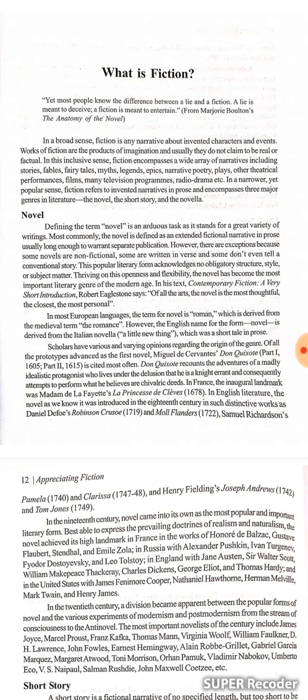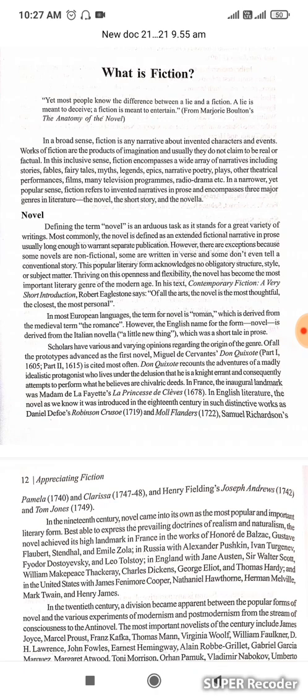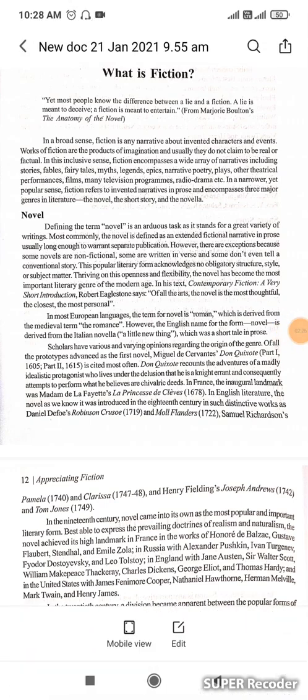And in a very broad sense, we can include a wide variety of narratives, including stories, fables, fairy tales, myths, legends, epics, narrative poetry, plays, theatrical performances, films, television programs, radio dramas, etc. under the heading fiction. So in a broad sense, fiction includes these all, but in a narrow sense, fiction refers to mainly 3 types of writings, that is a novel, short story, and novella.